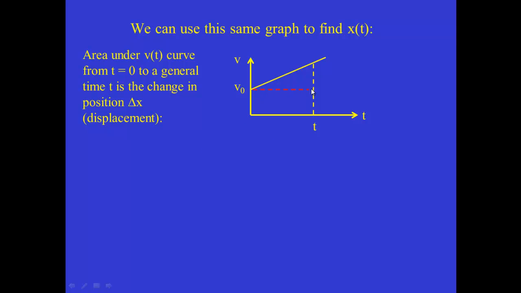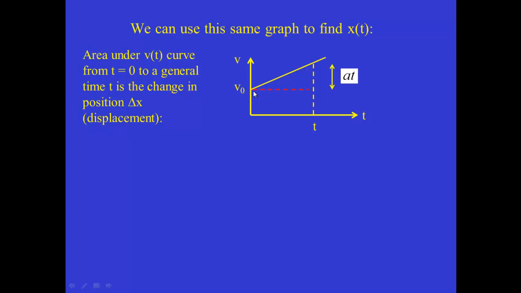So the red line here divides the total area into a rectangle, the lower half, and then a triangle. And I know, and you know, how to calculate the areas of rectangles and triangles. So the only thing we need to realize is that this additional height term is at. And I know it's at because the equation of this line is v equals v0 plus at.